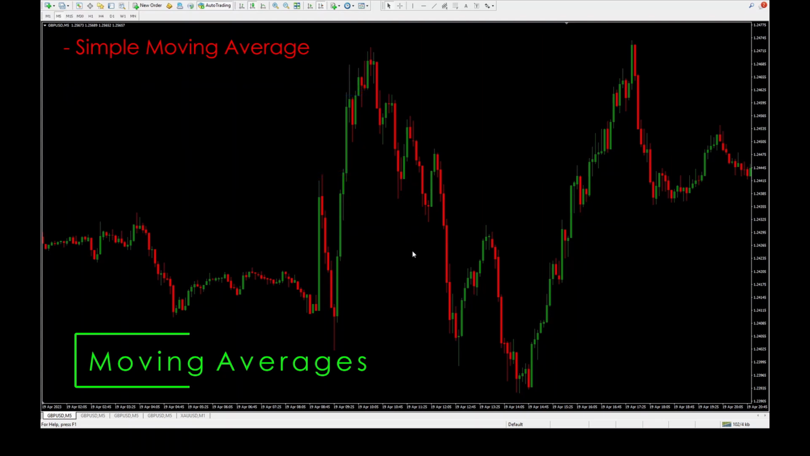Simple moving average is the most basic type of moving average, calculated by adding up the closing prices of a security over a certain number of periods and then dividing by the number of periods.